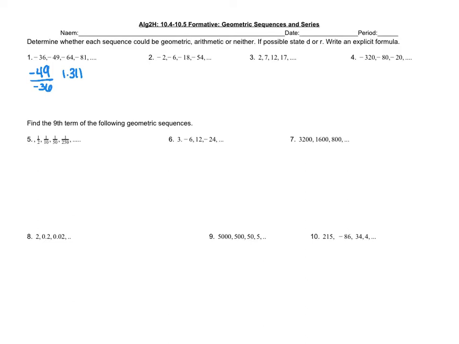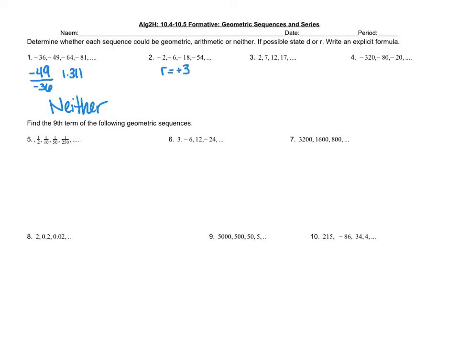So it's not geometric. If I go ahead and try to add 36 to 49, that's 13, negative 13, negative 13, which is not the same as 64 and 49. So this is going to be neither. For the second one, we see that you're multiplying by positive 3.